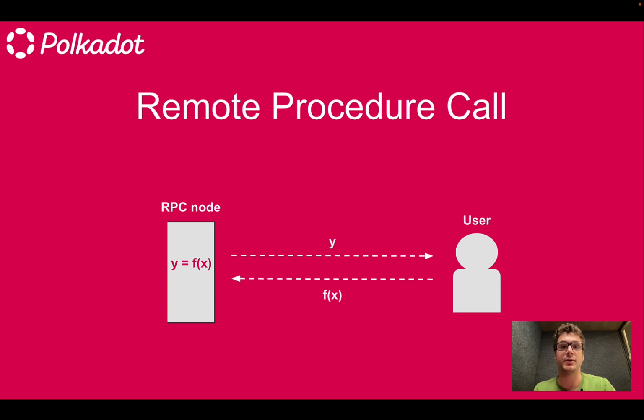RPC stands for Remote Procedure Call, and in distributed computing it refers to the action of carrying out a calculation or more generally executing a function remotely or outside your own machine from which the action is called. The place where those functions are executed are called RPC nodes, and usually they are third-party servers. In this specific example, a user is asking the RPC node to execute the function f of x, and the RPC node is giving back the answer.